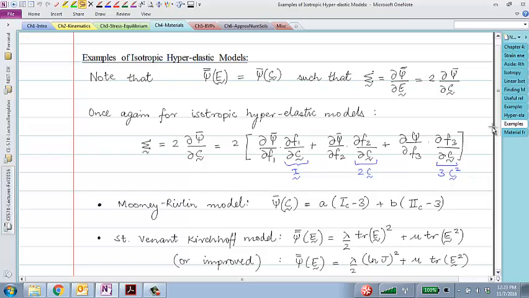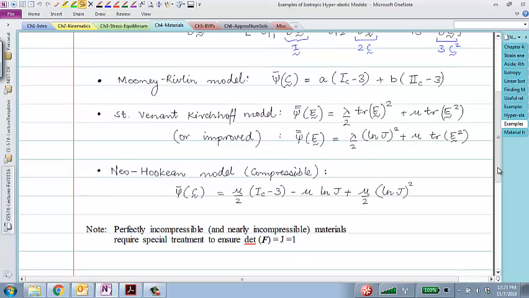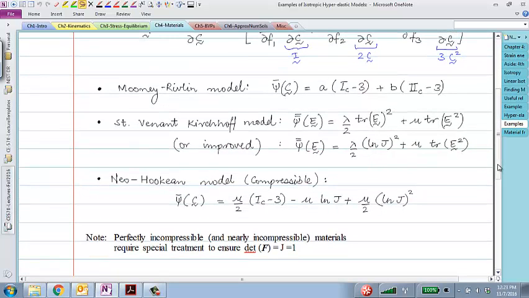I won't go through the details of this, and then finally, a very quick note about this class of materials. There is a class of materials which are perfectly incompressible or nearly incompressible. You may know that water is treated as incompressible. Rubber sometimes is treated as an incompressible material. For incompressible materials, local volume change is 0, which means the determinant of F, which was the ratio of final volume divided by original volume, turns out to be 1.